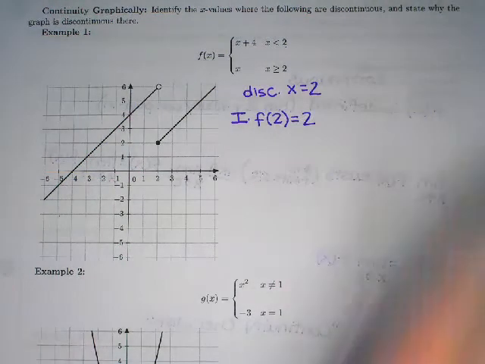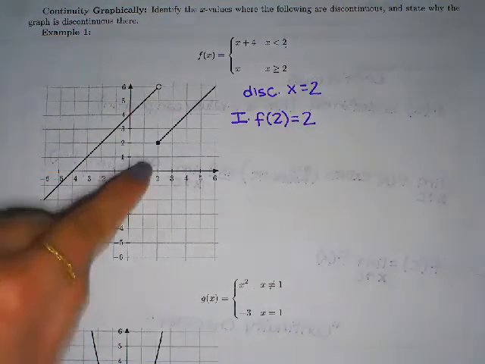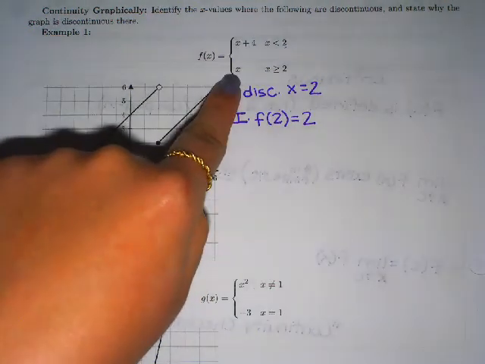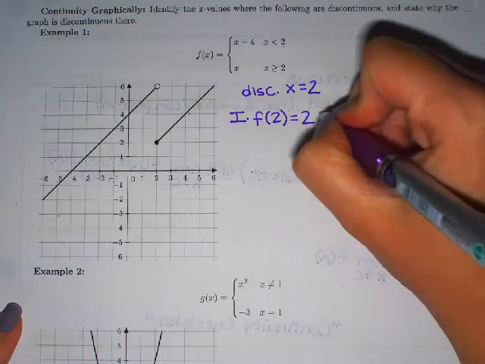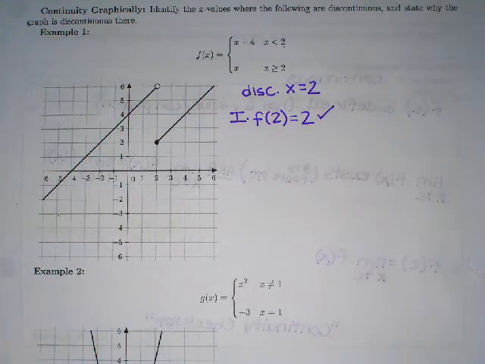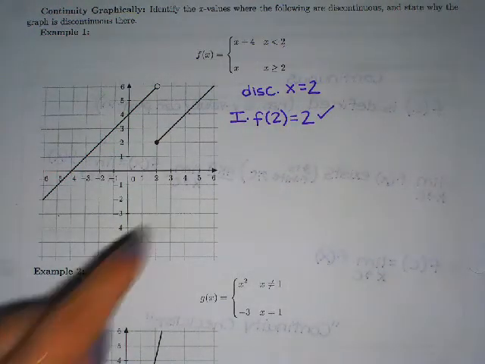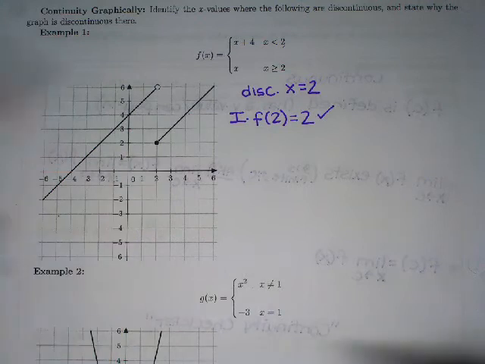So it does have a y value. It does have a colored in piece of the graph. The other thing you could do is you would get the same exact answer if you plugged into the bottom. f of 2 would equal 2. So does it pass or fail that first property? It passes. It has a y value. The y value at x equals 2 is 2.